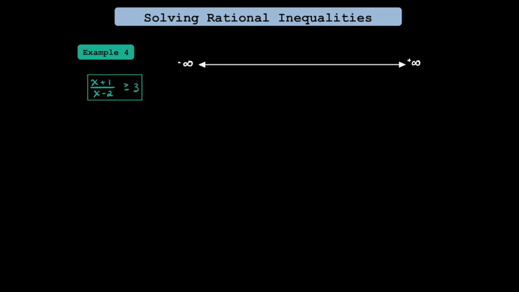In example 4, we have another rational inequality that doesn't have a 0 isolated on the right side here. For starters, let's subtract 3 from both sides of this rational inequality. When we do that, we're going to get (x plus 1) over (x minus 2) minus 3 is greater than or equal to 0. If you were thinking that we need to rewrite this using one fraction bar, you're right. Good job. We can rewrite 3 here as 3 over 1.